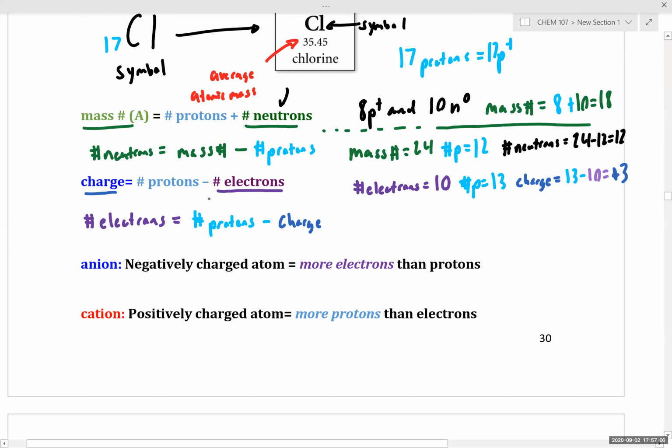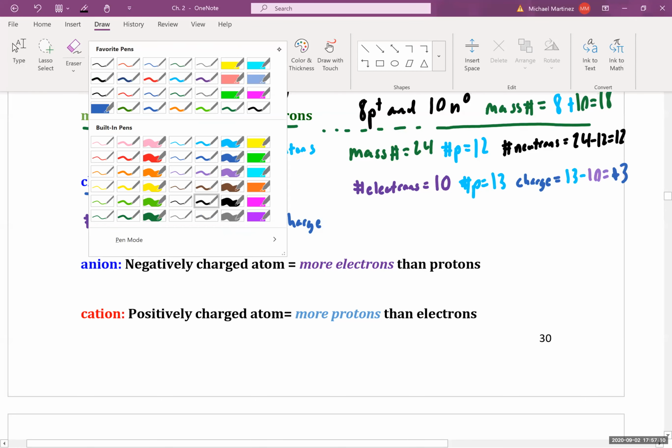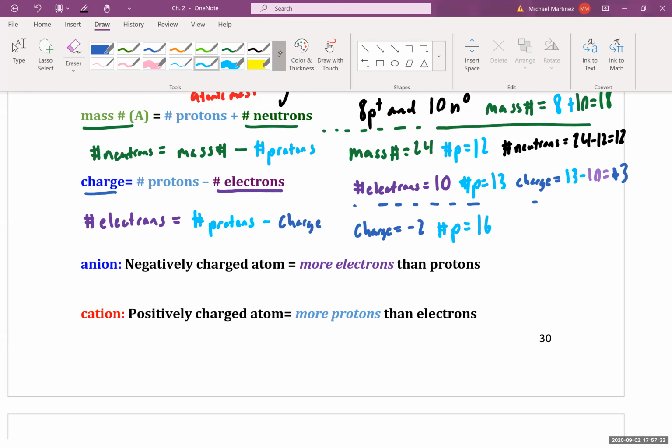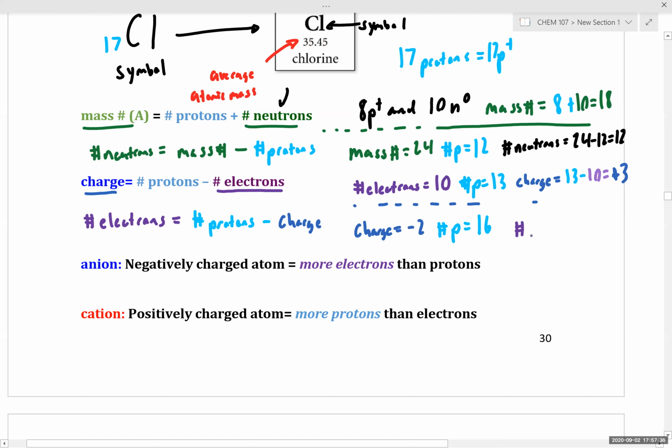Likewise, let's suppose in a separate example we are given that our charge is equal to minus 2, and we're also given that our number of protons is equal to 16. Can we figure out the number of electrons? To figure out the number of electrons, we take the number of protons, which is 16, minus the charge, which is negative 2, which gives us a total of 18 electrons.